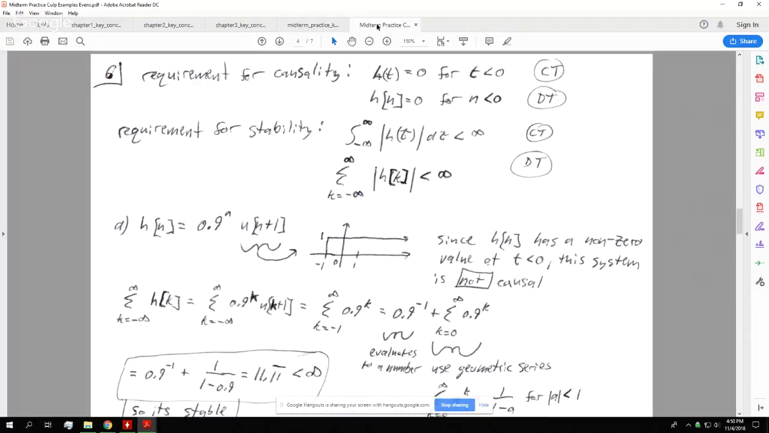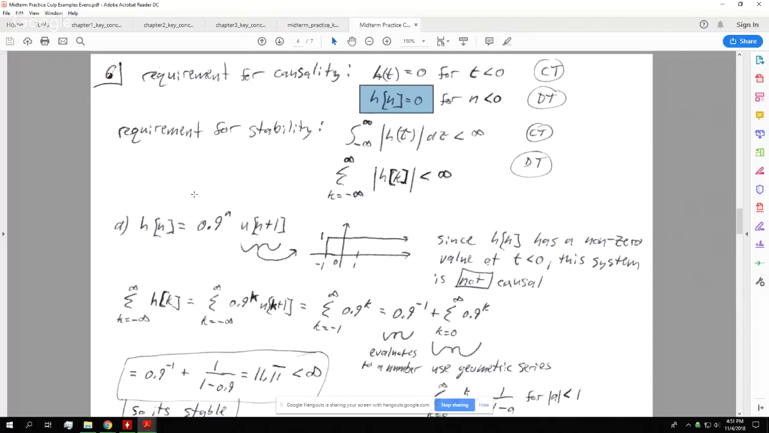So let me go over to my notes. I've written this straight from, I think, the textbook or the chapter 1 key concepts. Here, the definition for causality is that in continuous time, h of t, the system, is 0 for all t less than 0. In other words, before we even turn the system on, we should have no output. And that makes intuitive sense. And that's causality. Same with a discrete time system. Before we even turn the system on, for all values of n less than 0, our system should output nothing.